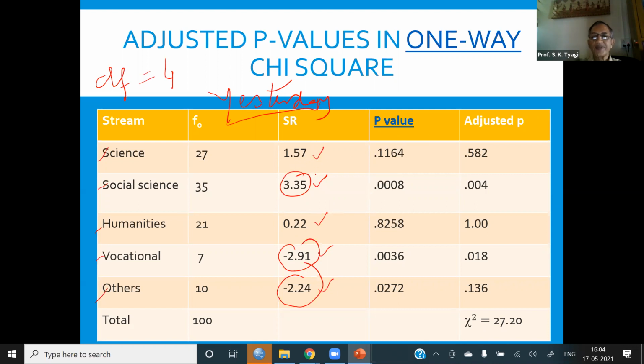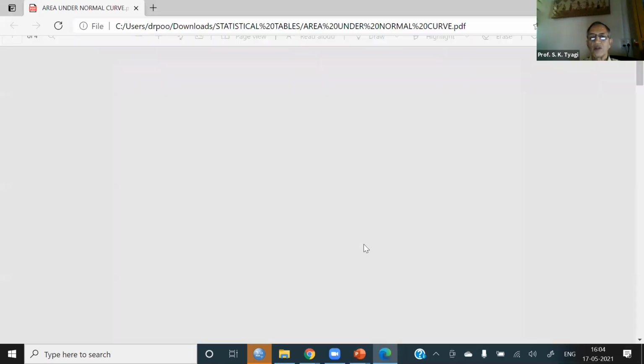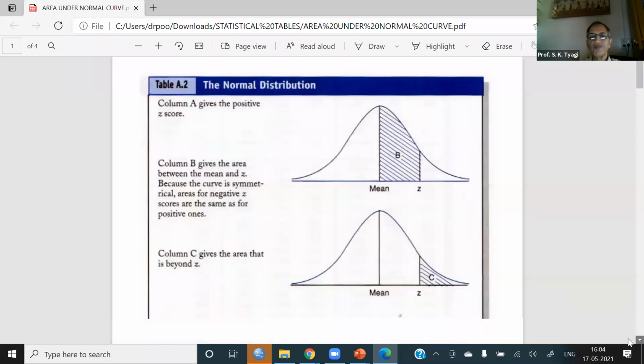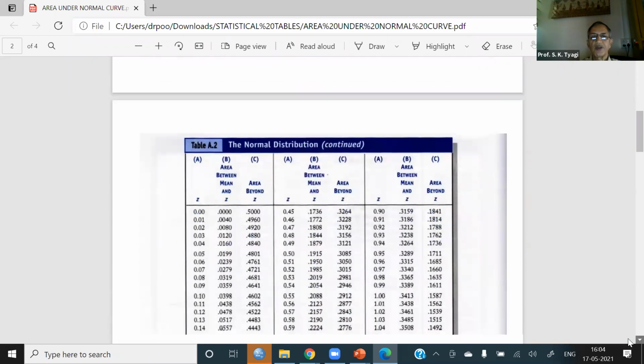Yesterday we compared this with 1.96 or 2.58. This is greater than 2.58. But this does not give you the p-value. Now how to find the p-value? In a simple manner, we can find p-values using the normal table. This is the Z score, and from this Z score we can find the p-value. Let me show you how. The Z score is 1.57, so look at 1.57.